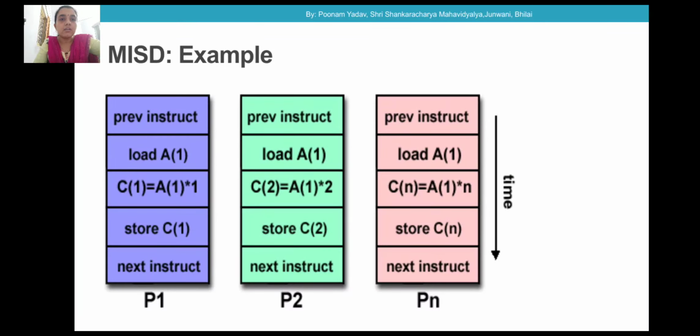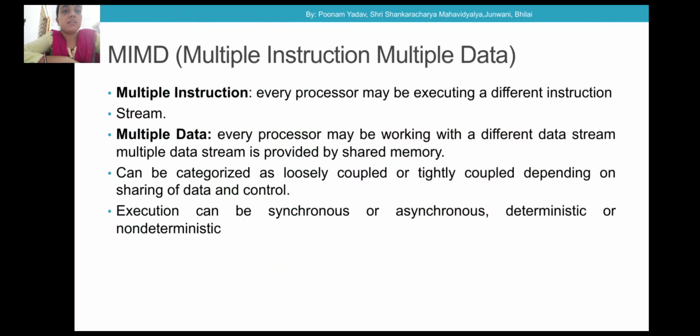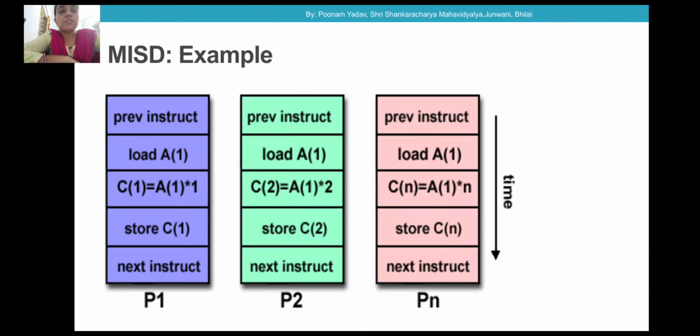Now you can see that for the same data A1, different operations are performed at a particular time. So this is the example of MISD. In practice, MISD is generally not used.